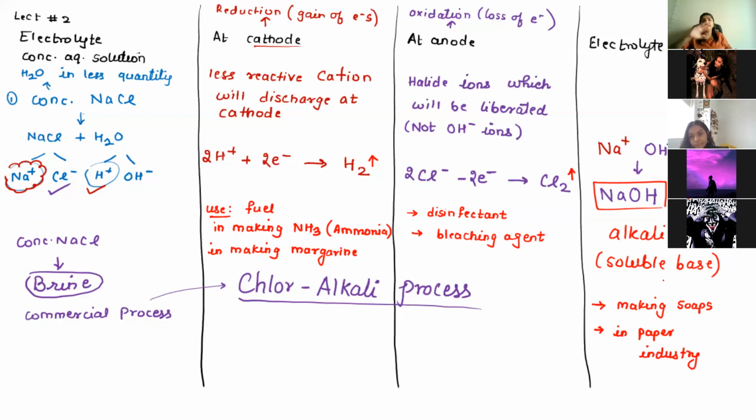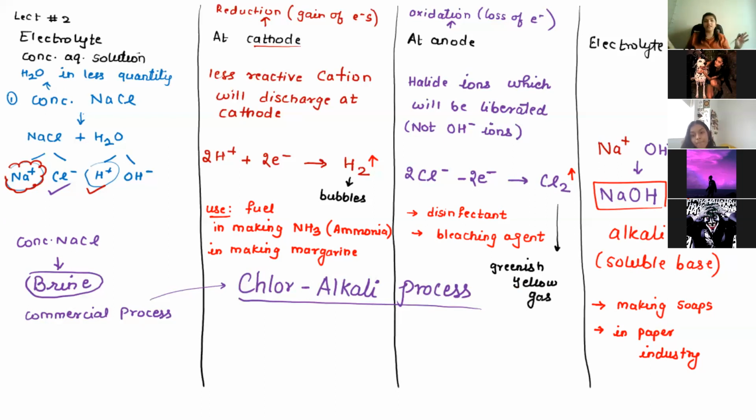So hydrogen, and what do you observe? What is the color of hydrogen? What is the observation over here? Hydrogen will be a colorless gas, so you will see bubbles or effervescence, and for chlorine, you will see a greenish yellow gas. So this is the overall thing.